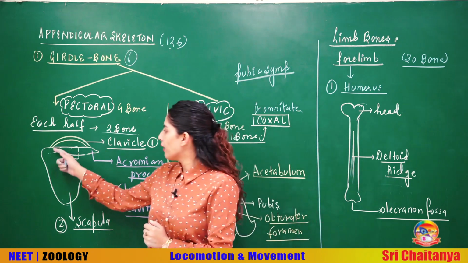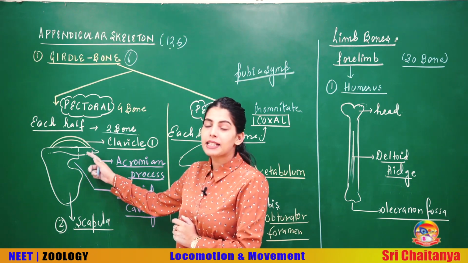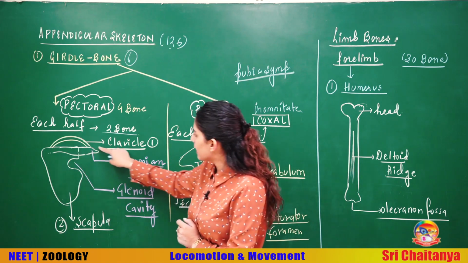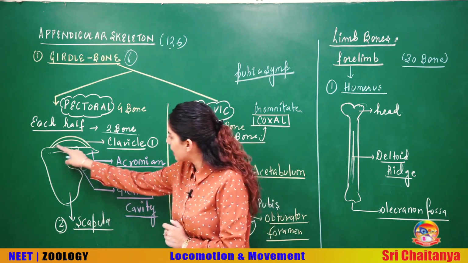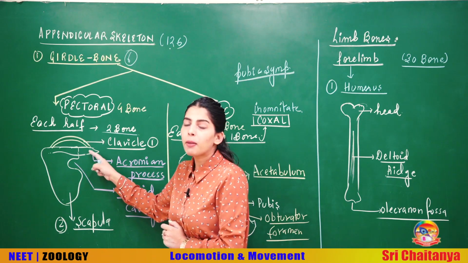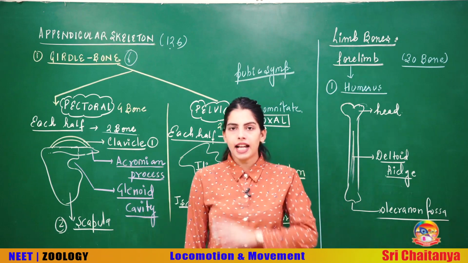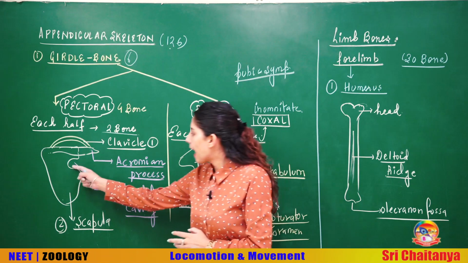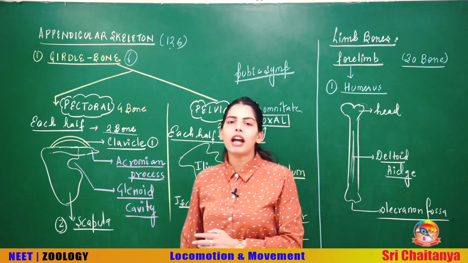So clavicle is joined with the scapula on the flat blade-like spinous process. That flat part, this is a spine, okay? This spine is arising from the scapula. So this spinous process that arises from the scapula is flattened. This flattened part is called the acromion process, to which your clavicle is attached, and this you can feel on your shoulders.